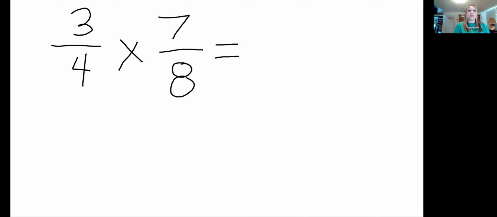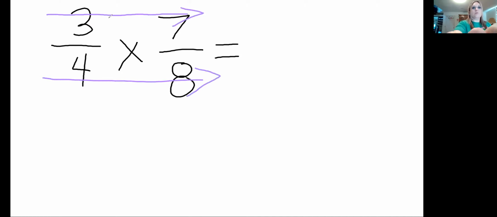Okay, welcome back. So remember, when we're multiplying fractions, you do not have to find a common denominator. You simply multiply straight across. So just multiply your numerators and multiply your denominators. So what is 3 times 7? 21. And now let's find our denominator. What is 4 times 8? You're correct.